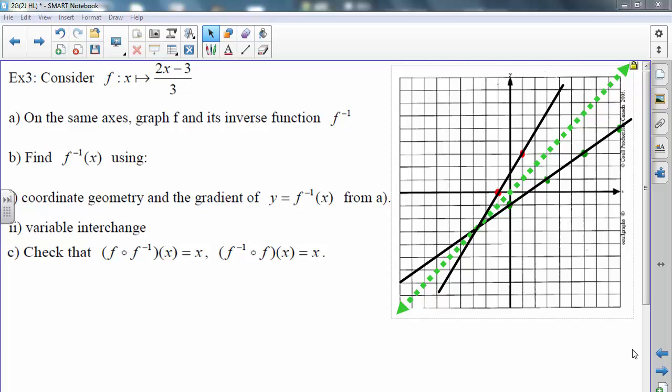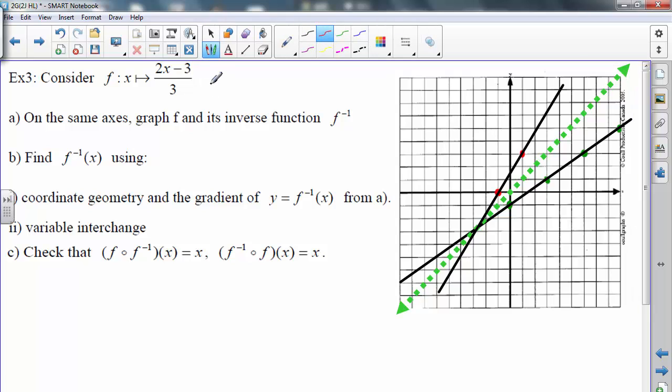Okay, let's continue our topic now, inverse functions. Let's look at example 3. Consider f. This notation means the original function f of x is 2x minus 3 over 3.